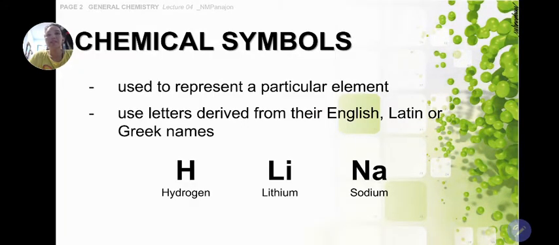So, chemical symbols are used to represent a particular element. They are letters derived from their English, Latin, or Greek names. For example, we have H for hydrogen, Li for lithium, Na for sodium.